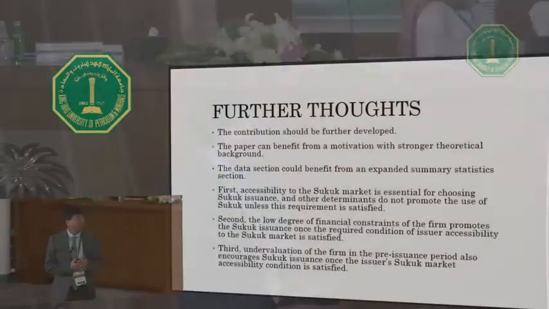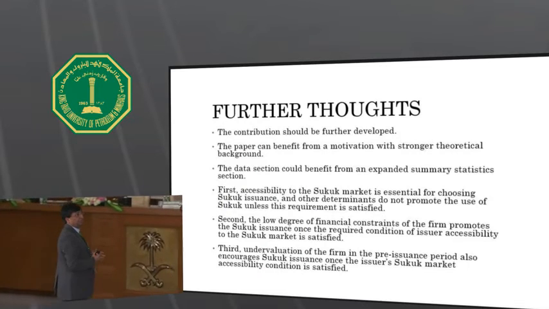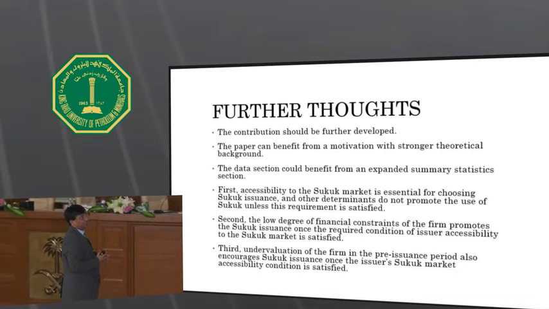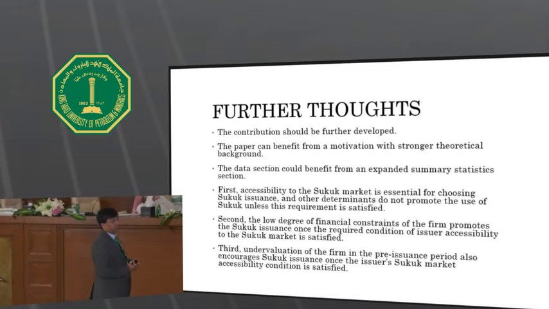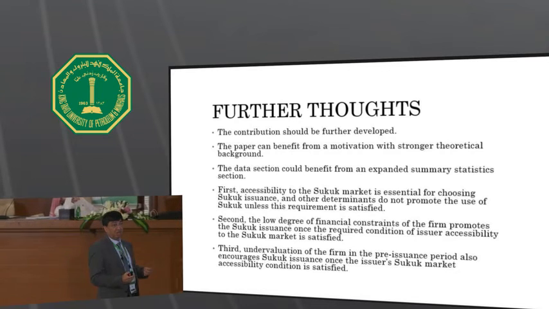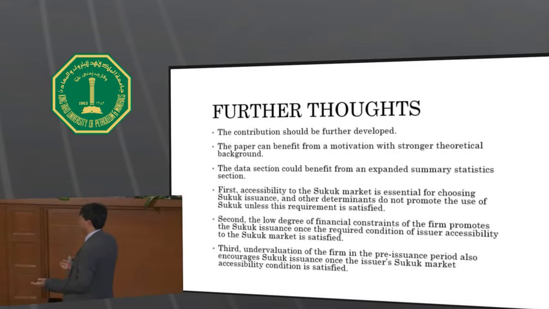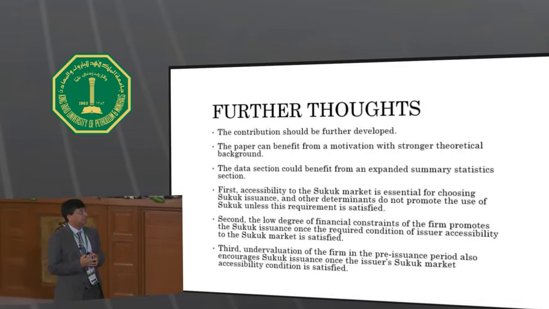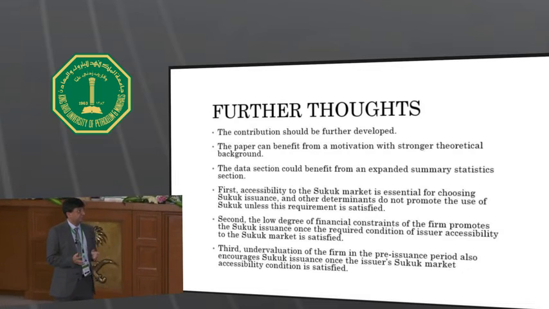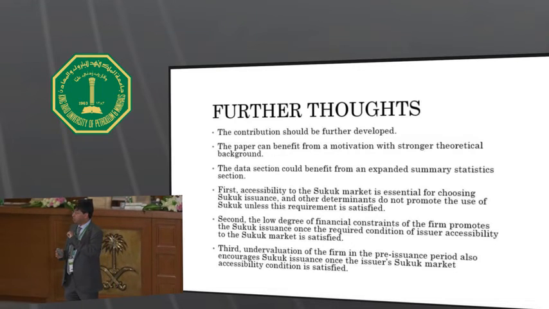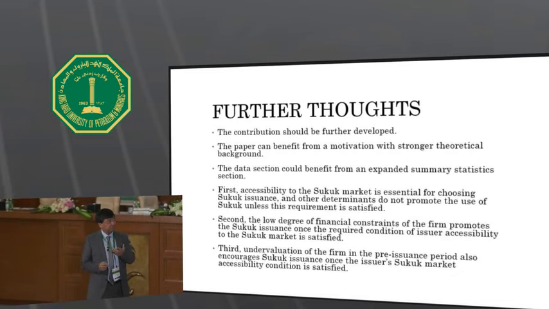So these are just some minor points. But I want to say how you can, in addition to what you said, extend this. The contribution should be further developed, and the motivation should have a stronger theoretical background. You really have to establish whether Sukuk is actually a different asset class than the conventional bonds used by these firms. The data section could benefit from expanded summary statistics. So there are 4 points I want you to see for expansion.